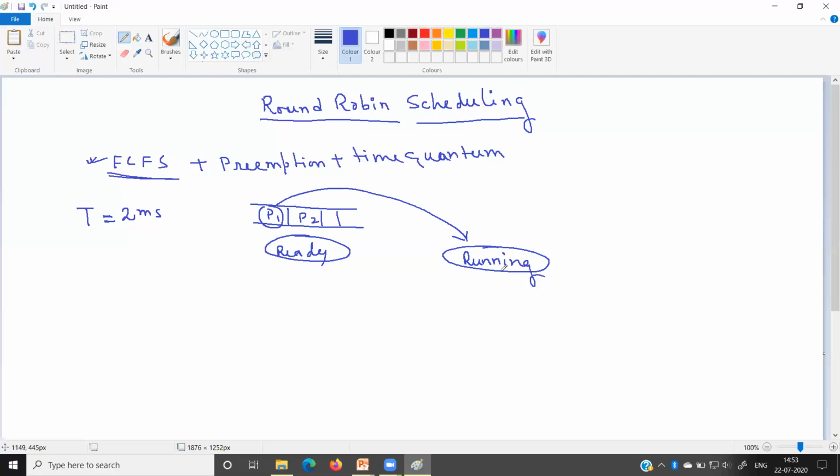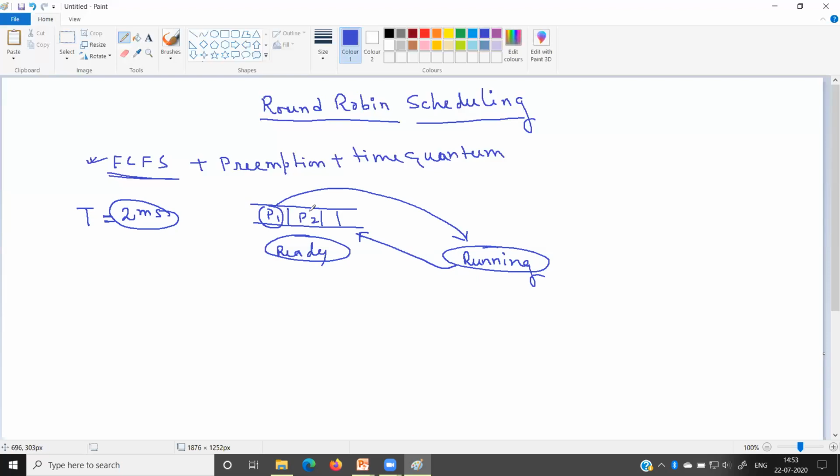Fine. Now the P1 will execute how long? It will execute for this 2 milliseconds. That means for the time unit which is specified in the time quantum. So P1 will be executed by the CPU for 2 milliseconds. After 2 milliseconds, P1 will leave the CPU and come back to the ready queue. That means after 2 milliseconds, the execution of the process P1 will be forcefully stopped, paused, and P1 will be sent back to the ready queue.